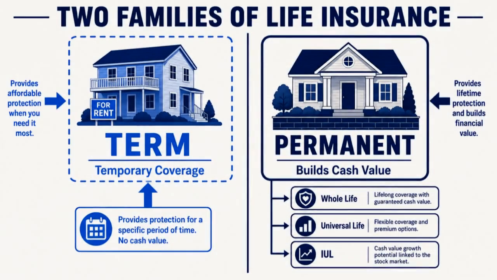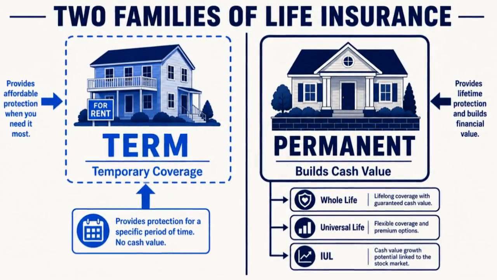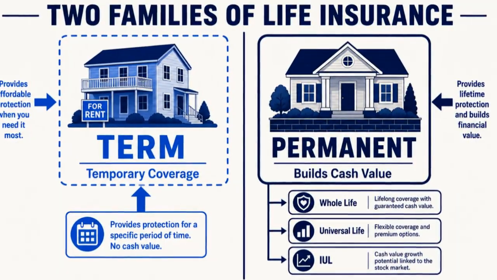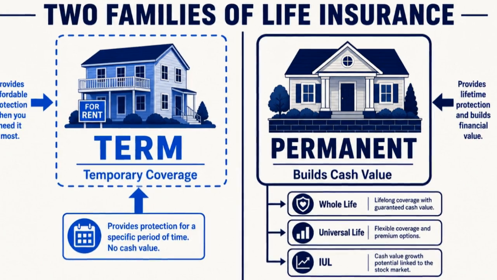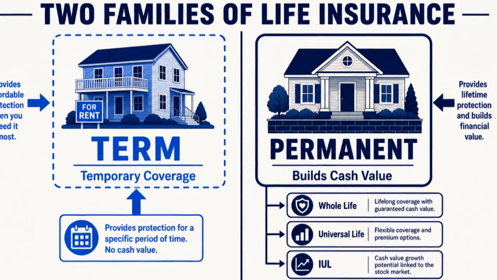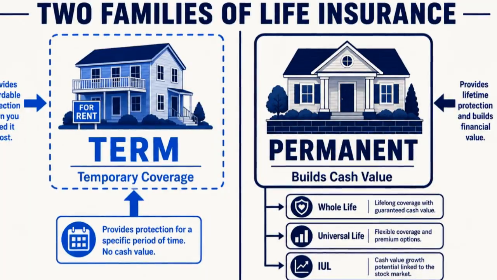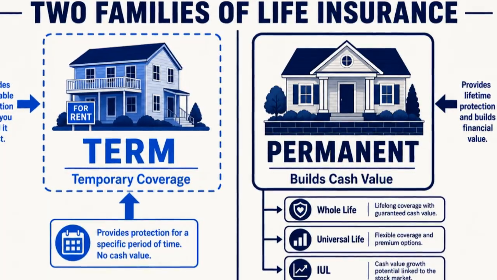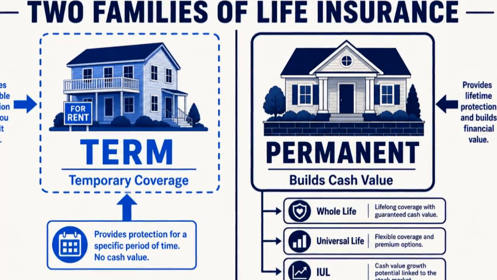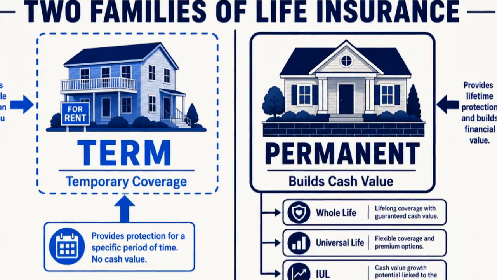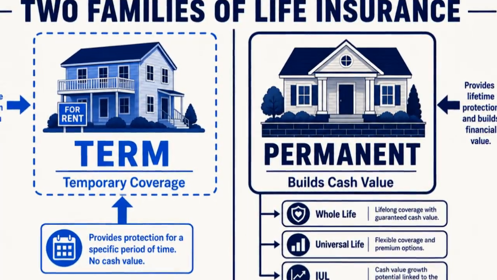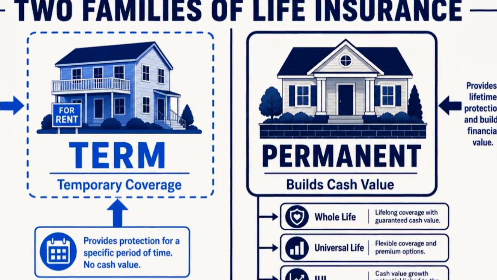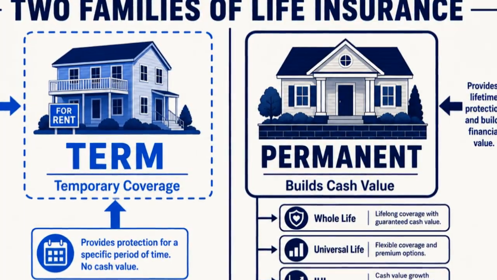All life insurance products live in one of 2 families. On one side, term. Think of it like renting. You have coverage for a set period of time, and when that period ends, so does the coverage. On the other side, permanent. Think of it like owning. Your coverage can last your entire life, and many permanent products can build cash value over time. Within the permanent family, we have 3 key products: whole life, universal life, and indexed universal life or IUL.